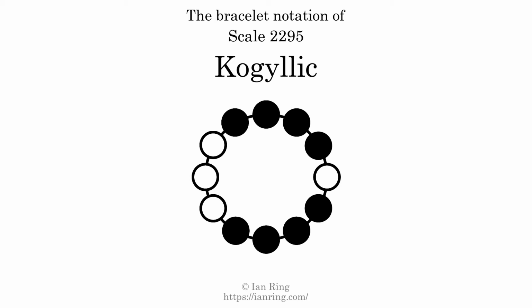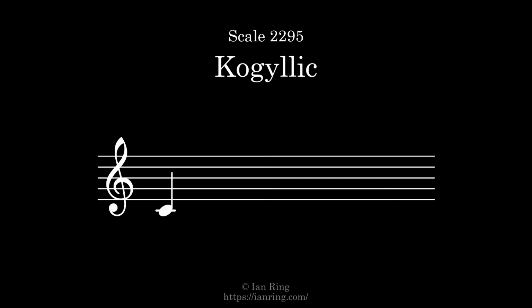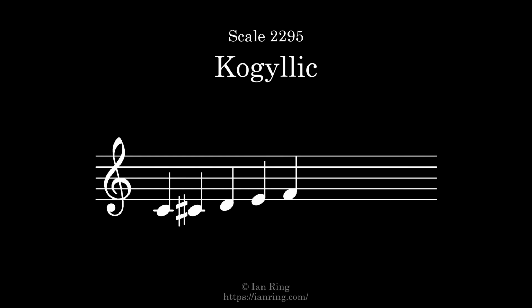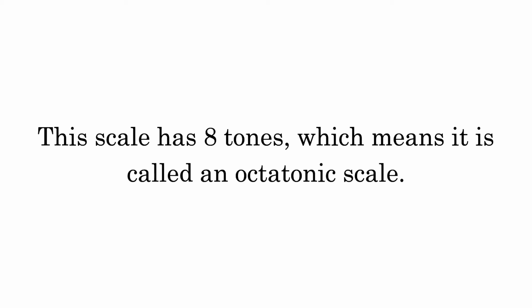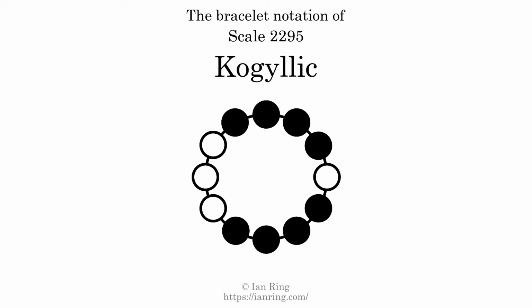2295, Kogyllic, which sounds like this. This scale has 8 tones, which means it is called an octatonic scale. This is a bracelet notation diagram of scale 2295. The shaded circles represent tones that appear in the scale, and they are read clockwise, starting at the top.